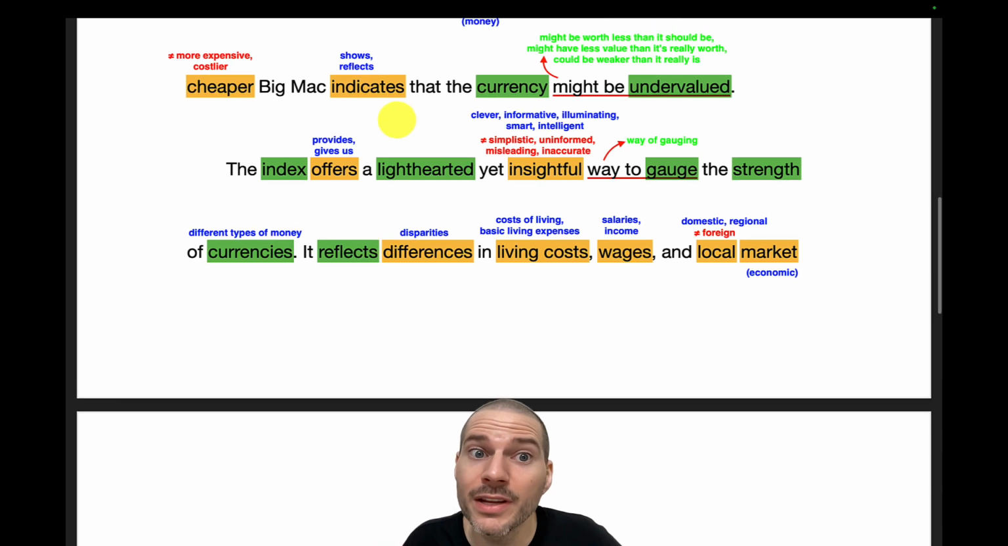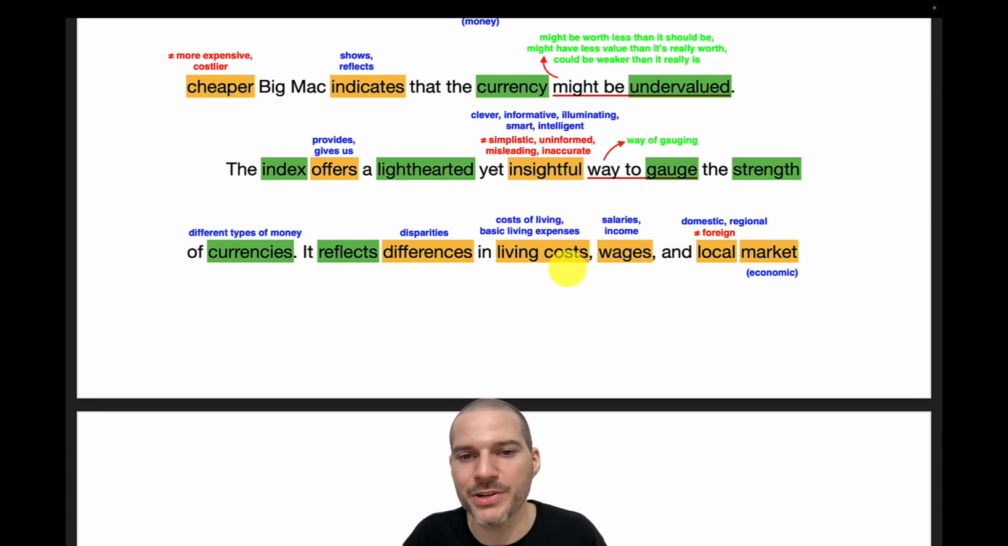It reflects, indicates, or shows differences. And you can say disparities because there are differences in living costs. So let's talk about living costs. The synonyms are cost of living or basic living expenses. Living cost is about how much it costs to live in your country. How much is it to rent your house or apartment? How much is electricity? How much is internet? Water. These are things that are about the living cost, okay? Wages is the money you make. You can say salaries or income.